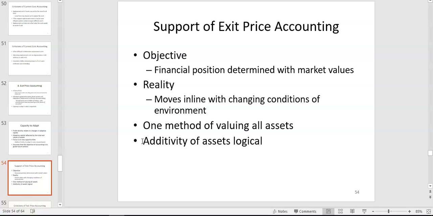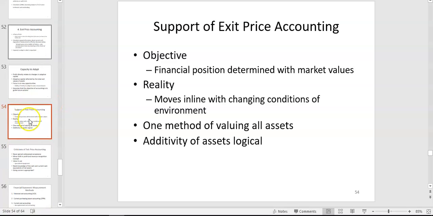So there's no problem of adding assets that cost a certain amount of money in 1980, with an asset that cost a certain amount of money in 1990, and they're all at different time periods. That's the additivity problem we talked about in historical cost accounting.